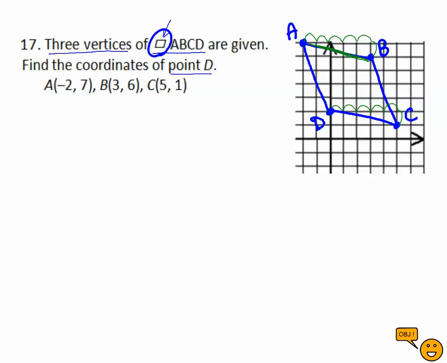If we connect from A to D, let's check the slopes of these sides and make sure it's the correct way that we should count. From A to D, 1, 2, 3, 4, 5 down and over 2. From B to C, 1, 2, 3, 4, 5 down and over 2. It does look like we're counting the same amount on opposite sides.